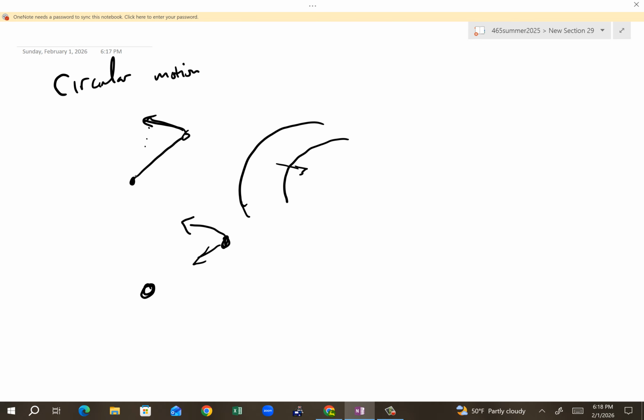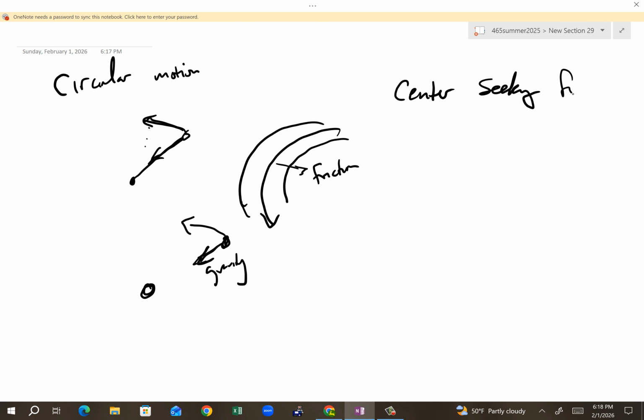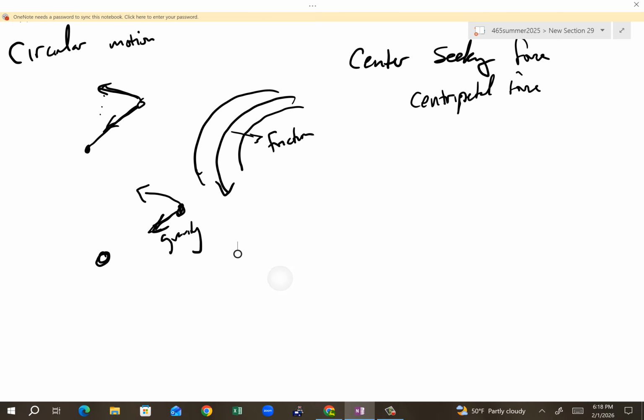You with me? And so sometimes it's because of the tension in the string, sometimes it's because of friction, sometimes it's because of gravity. That force always pulls you towards the center. That's why you go around the corner. This is a center seeking, as we say, force. And it's by definition called centripetal force.